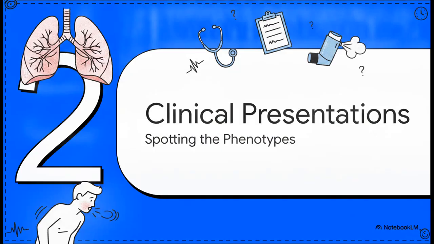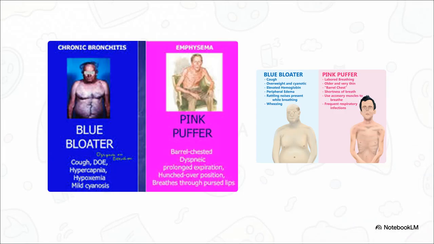Okay, moving right into Section 2, classic clinical presentations, spotting the phenotypes. We're looking at one of the most classic dichotomies in all of medicine here. How do these pathologies actually look when a patient walks into your clinic or pops up in an exam vignette? Think about the classic blue bloater, which represents chronic bronchitis. You've got the characteristic overweight presentation, cyanosis, which gives them that bluish tint from hypoxemia, and peripheral edema.